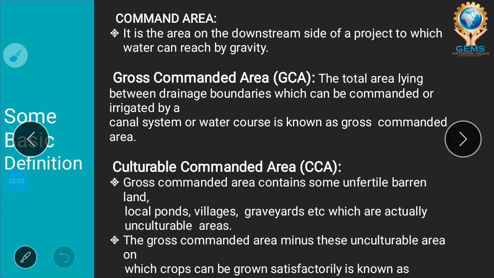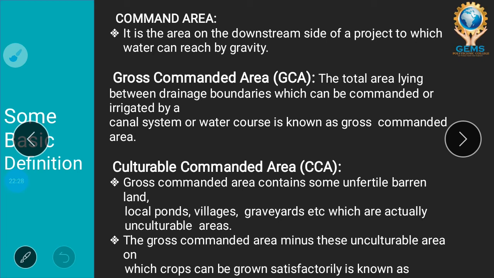Next is command area. What is command area? Command area is the downstream side of a project to which water can reach by gravity. So the area, as we all know, the land which is situated near the downward side of a river. So वहाँ पे हमें पानी पहुँचाने का जरूरत नहीं, वहाँ पे ऑटोमेटिक पानी पहुँच जाएगा अंडर द ग्रेविटी. दैट इज नोन एज कमांड एरिया.